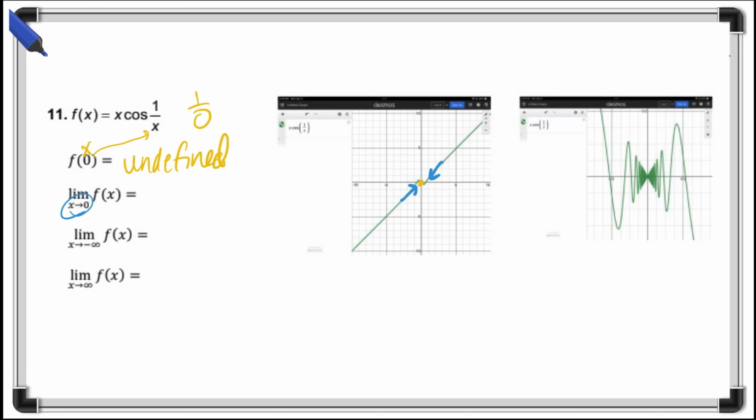Now you can have a limit as x approaches that value. Do they approach the same value? They get closer to 0, right? So that is okay to have. As x approaches negative infinity, I'm going towards one particular value. I'm approaching negative infinity. And from the right-hand side, we're going up to positive infinity.